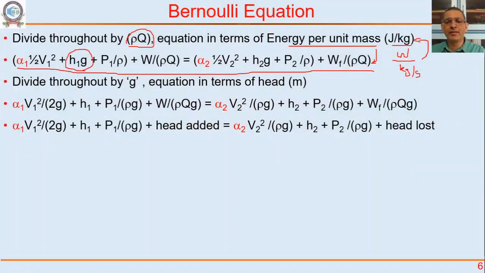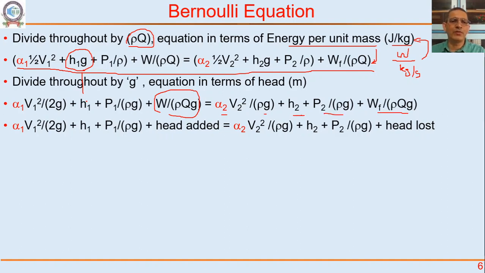So rather than talking about H into g, I could even divide this equation by g throughout, and then we will get alpha 1 v1 squared by 2g, h1, p1 by rho g, and in the same way W by rho g Q, and alpha 2 v2 squared by 2g, H2, P2 by rho g, W by rho g Q. So now this is much easier to understand.